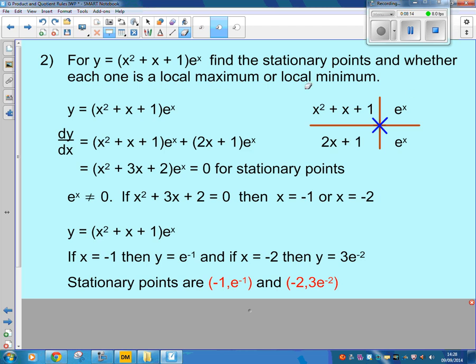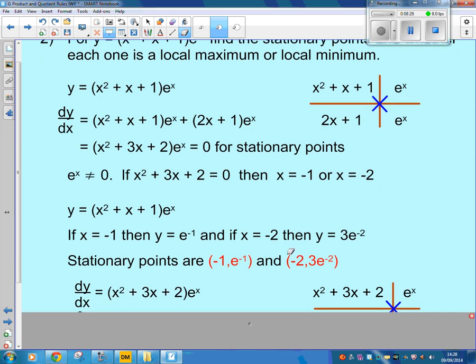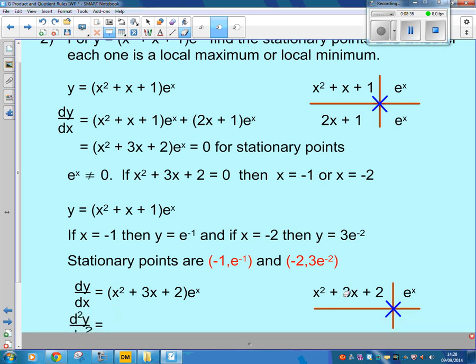Now, are they local maximum or local minimum? Which is which? You know dy dx. We've got the dy dx here: (x squared plus 3x plus 2) e to the power of x. So to find out if it's local maximum or local minimum, we'll differentiate again. Product rule again. x squared plus 3x plus 2 differentiates to 2x plus 3. 2 obviously differentiates to 0. e to the x stays the same.